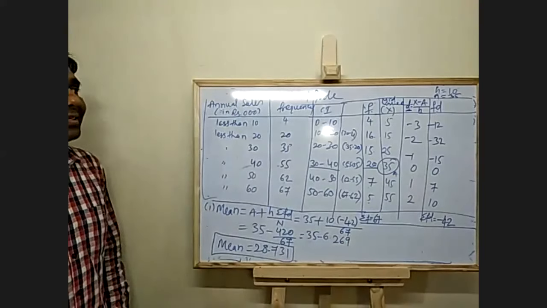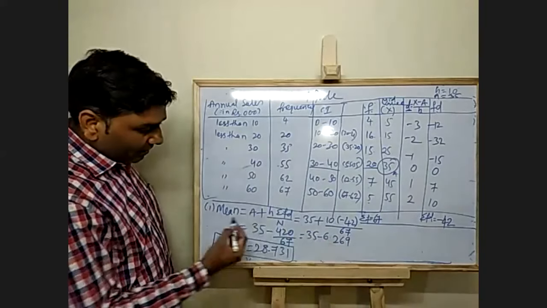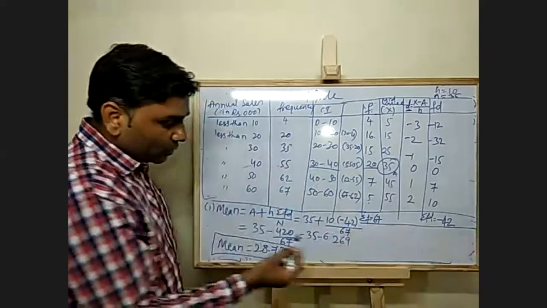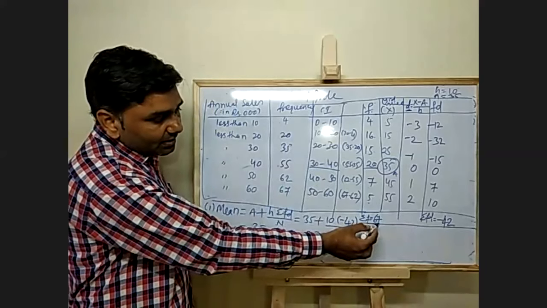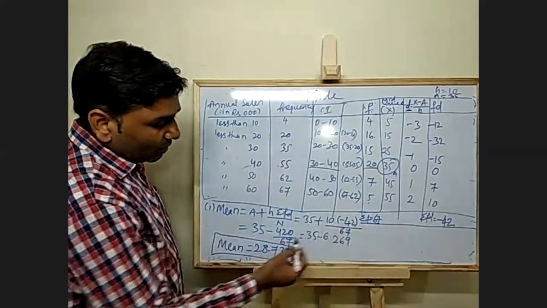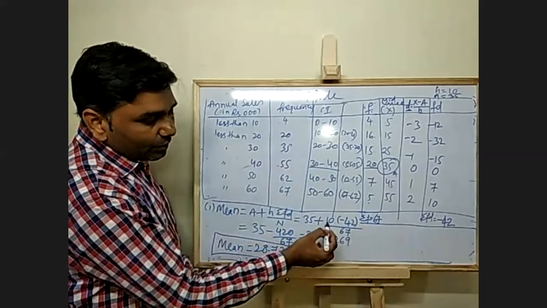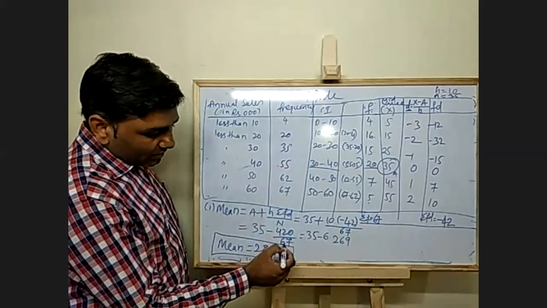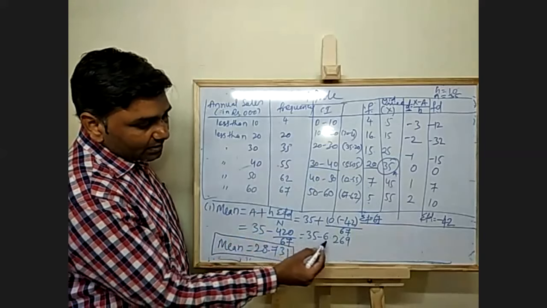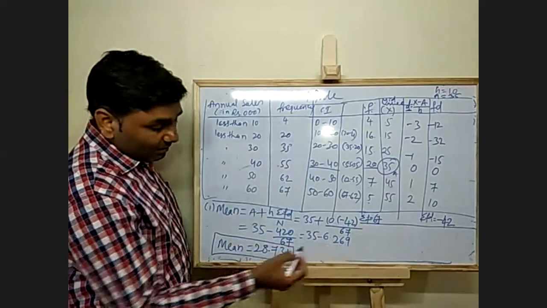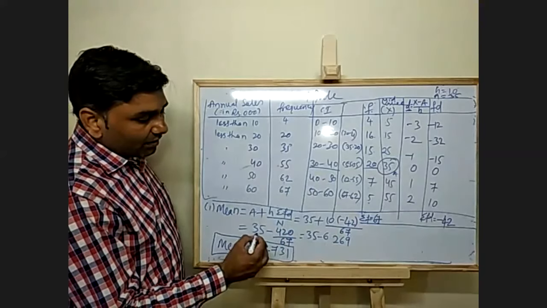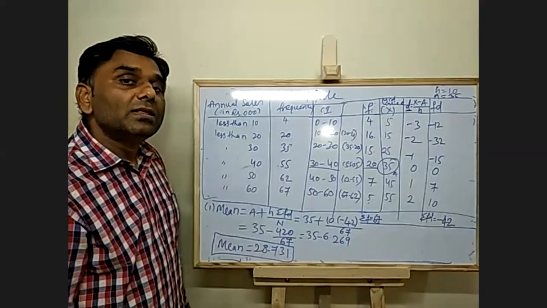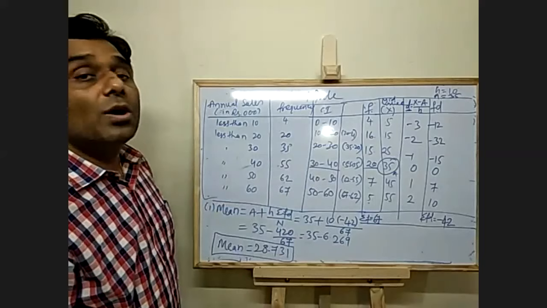28.731. This is the mean. What I did, I just filled the formula. A is 35, H is 10, summation of FD is minus 42, N is 67. So I just filled that formula. So 35 minus, so minus 42 into 10 is minus 420 divided by 67. So 420 divided by 67 is 6.269. Therefore, mean is equal to 35 minus 6.269, which will give me 28.731. So I have mean.